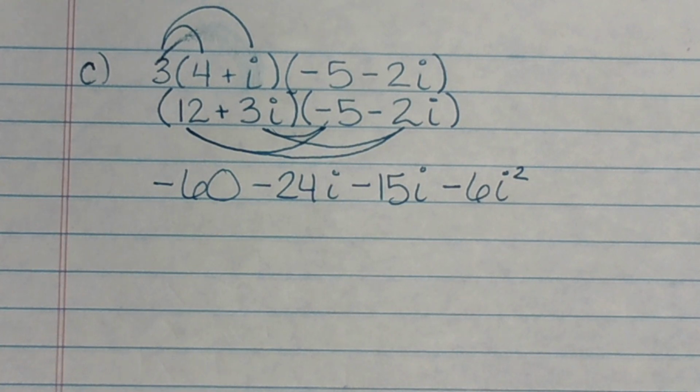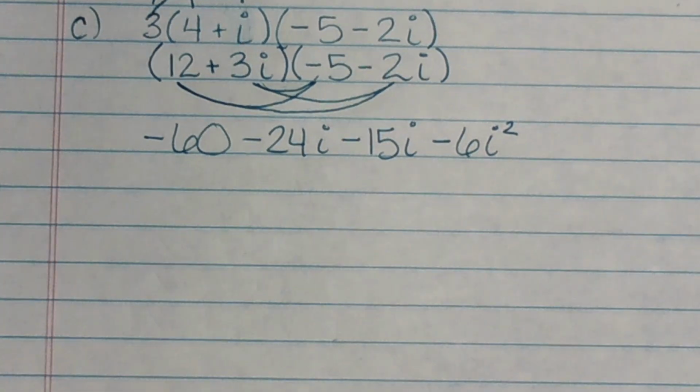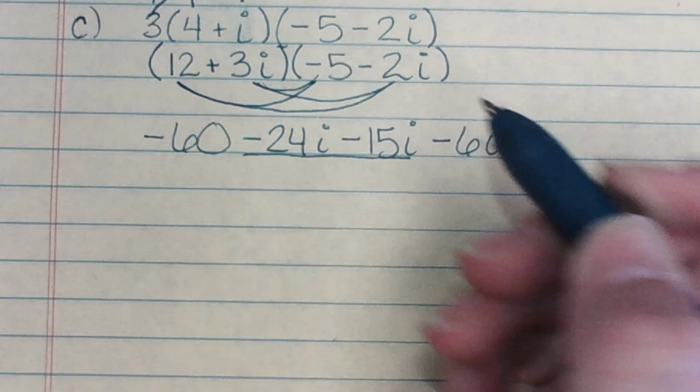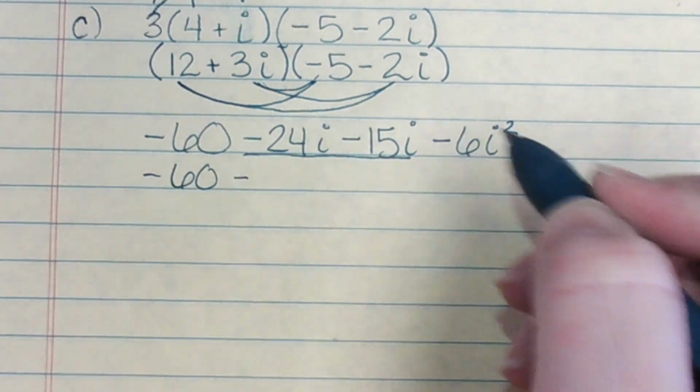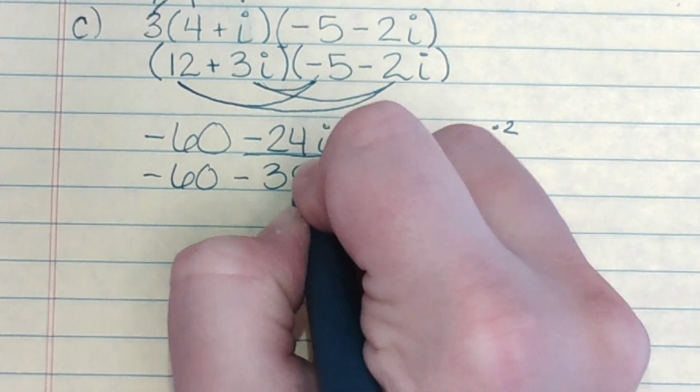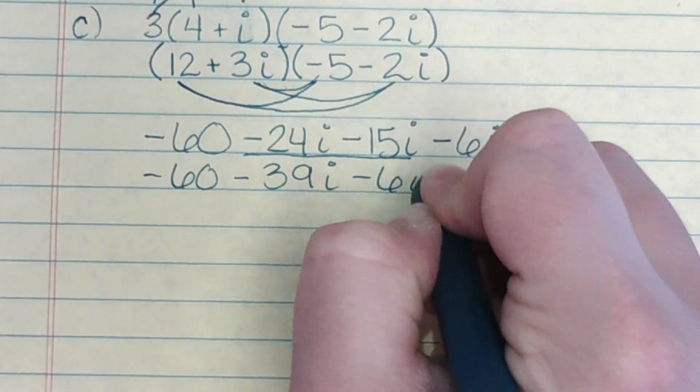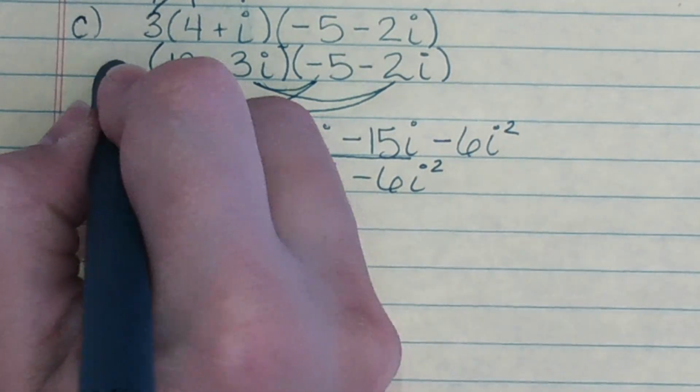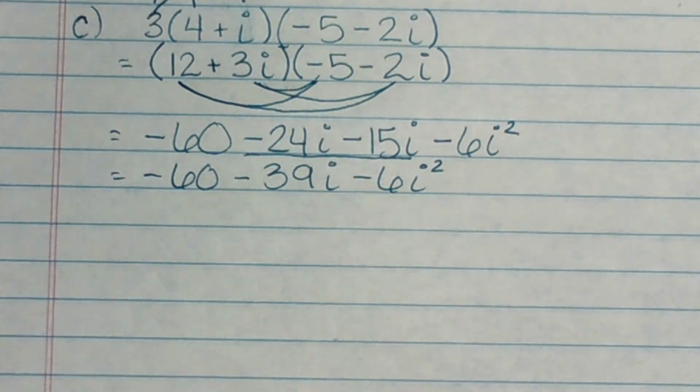Isaiah, what should we do now? Which ones are the like terms? Perfect. Negative 60 minus 39i minus 6i squared. Peyton, am I done? What have I not done?